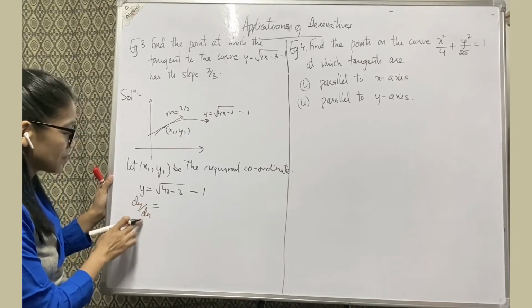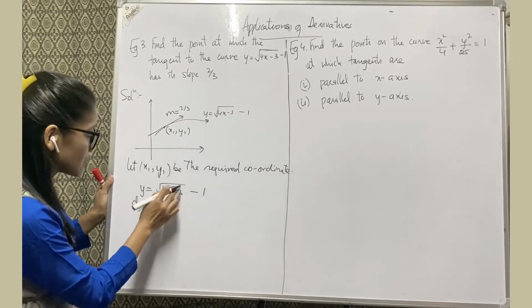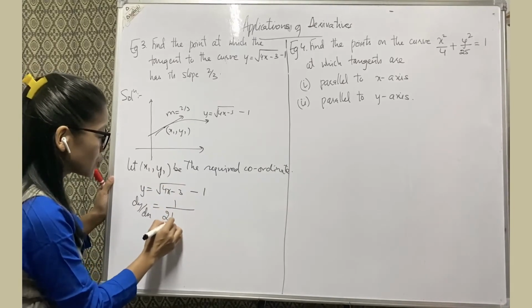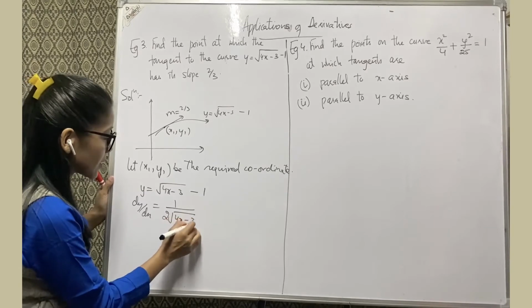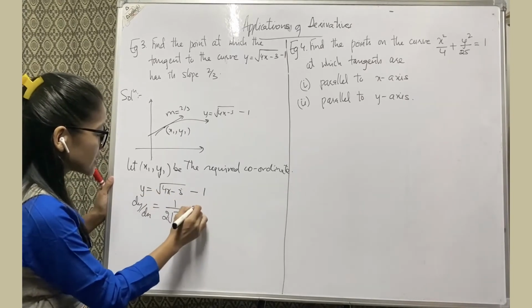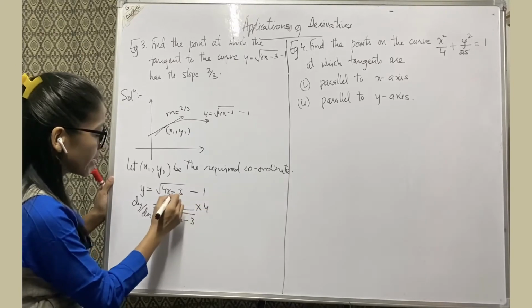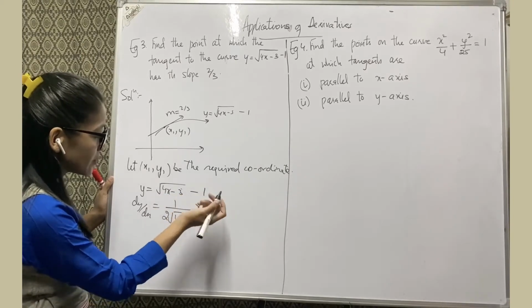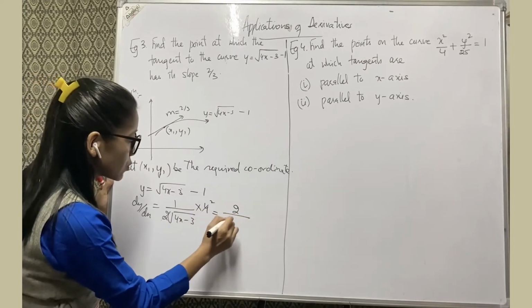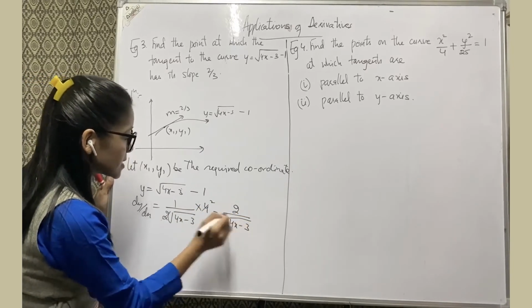Every time you have to find dy/dx. It's a square root function, so the derivative of a square root function is 1 upon 2√(4x − 3). Then you need to differentiate the inside term. The derivative of 4x is 4 and of −3 is 0. So that's it, and that gives 2. So we have dy/dx = 2 upon √(4x − 3).